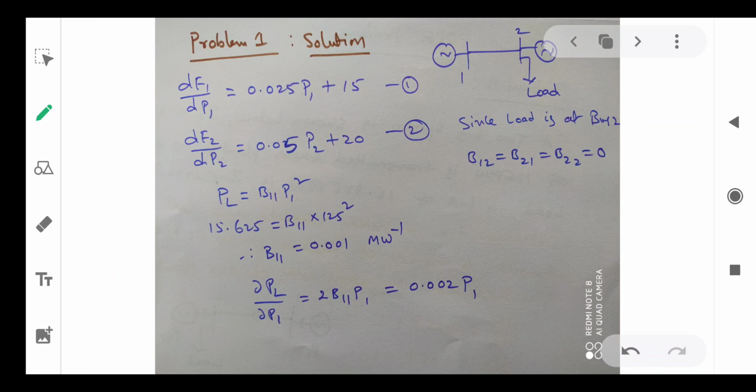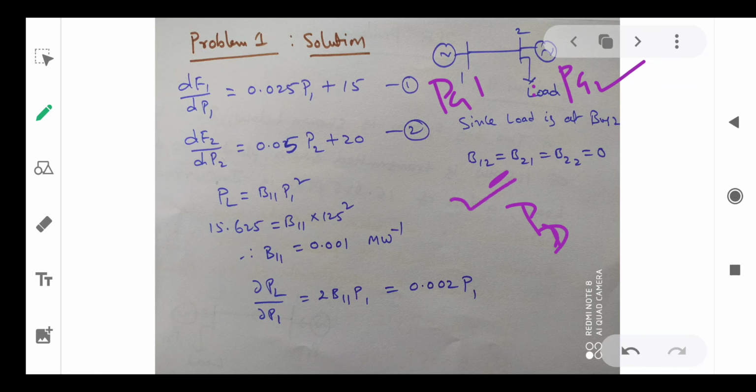So now the solution. Let us draw the power plant. This is PG1, similarly PG2, and this is PD. PD is nothing but the demand. Since the load is at bus 2, B12 equal to B21 equal to B22. All B coefficients related to bus 2 are equal to 0.